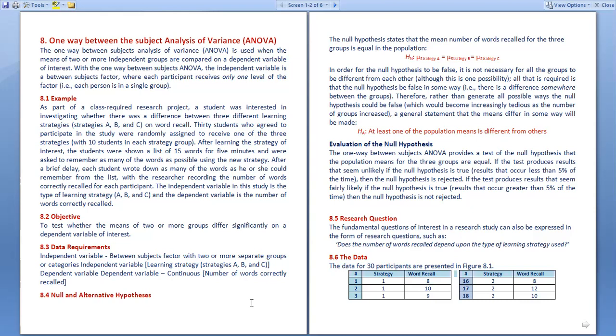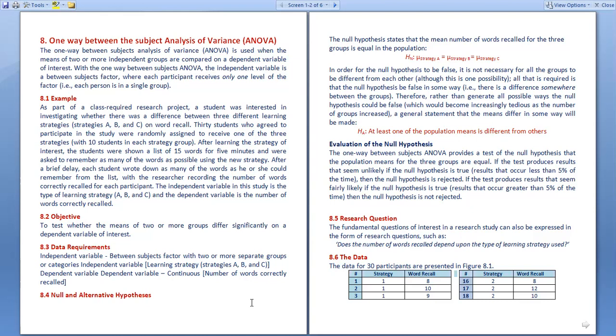Now coming to the data requirements for any one-way ANOVA, the independent variable should be in categorical form. In this example of ours, we have got three categories: category A, category B, and category C of learning strategy adopted. And the dependent variable, which is in scale form, is the number of words recalled by each of these 30 students who were either going for strategy A, strategy B, or strategy C of learning.